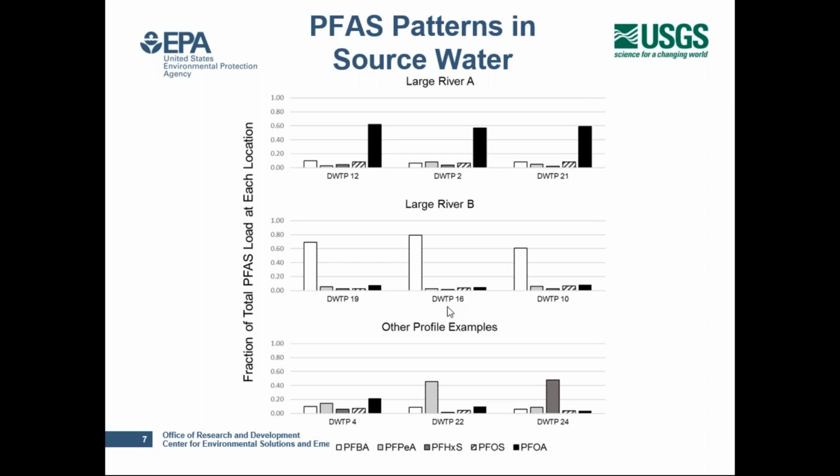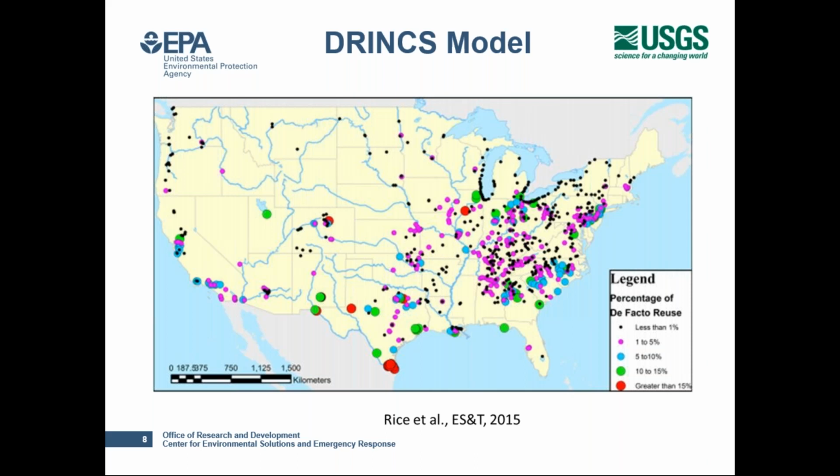So we wanted to look at this a little bit more, and to do this, we applied the DRINCS model. If you're not familiar with it, this is a model developed by Paul Westerhoff and his group. Basically, they took GIS plottings of drinking water intakes as well as wastewater treatment plant outfalls. They used the volume of wastewater that's produced, and were able to come up with this model of de facto reuse across the U.S. You can see, especially down in the southeast, there are several places where 10, 15%, or even greater than 15% wastewater is in these source waters.